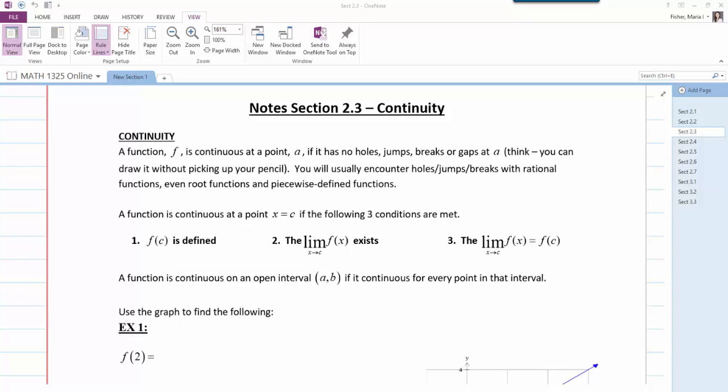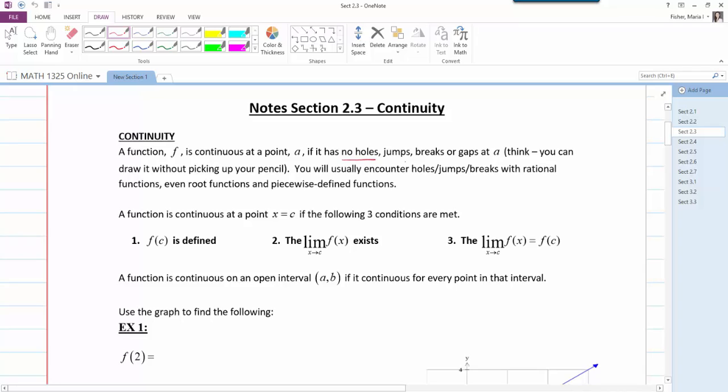Section 2.3 deals with continuity. So we say this: a function is continuous at some point if at that point it does not have any holes, any jumps, breaks, or gaps. What I typically tell students is to think about whether you can draw this thing without having to pick up your pencil. If so, then you're going to be able to say that you are continuous.